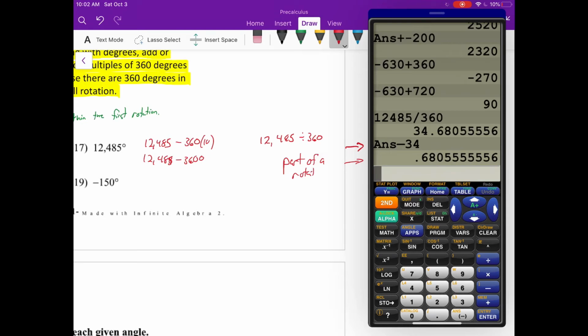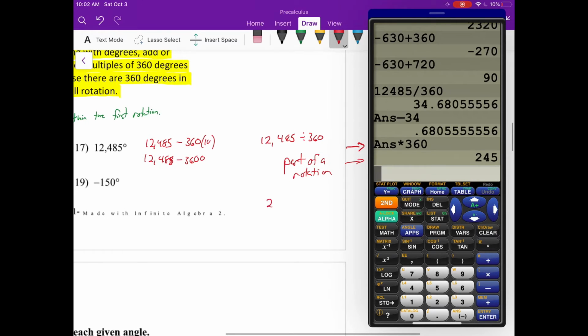Well, what do we want to do with that part of a rotation? We want to see how many degrees that is. So if we take 0.6805 continuing rotations and then multiply it back by 360, that will give us how many degrees that partial rotation is. So the coterminal angle is 245 degrees.